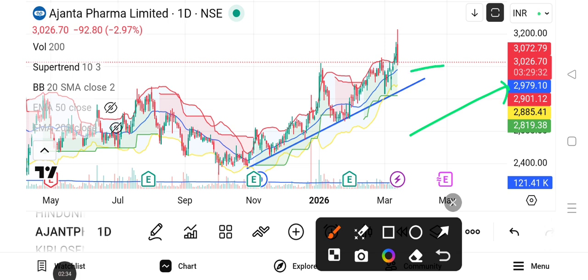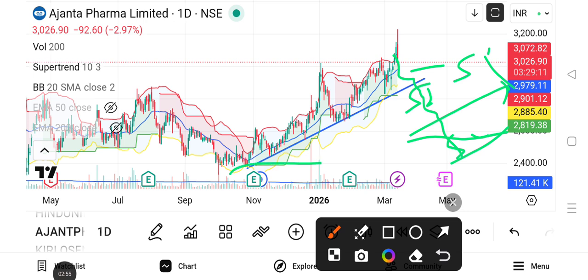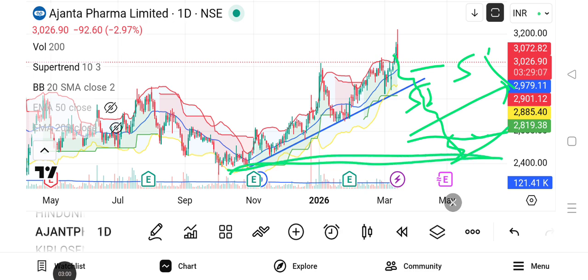So this will be your first level to watch. The stock should not fall below 2979. Even if it falls, it should take support at the super trend, that is 2819. If it breaks these both levels, this is your S1 and this is your S2. 2979 is S1 and 2819 is your S2. If it breaks these two levels, then you can see a meaningful correction. Then it can come as low as its recent swing low.